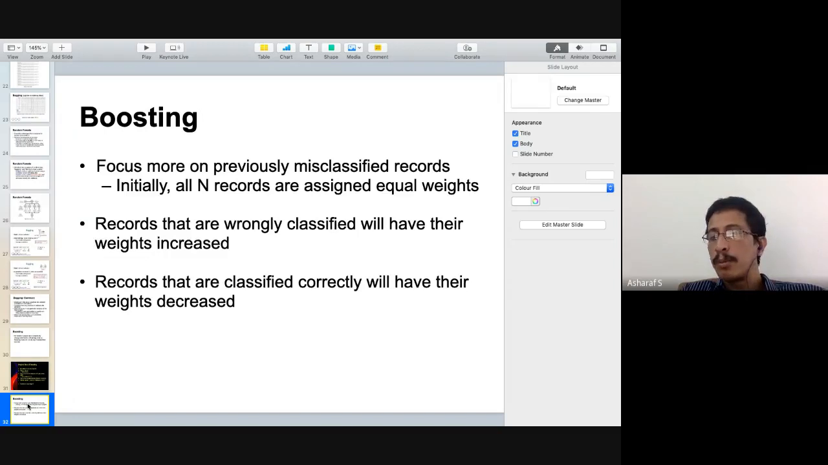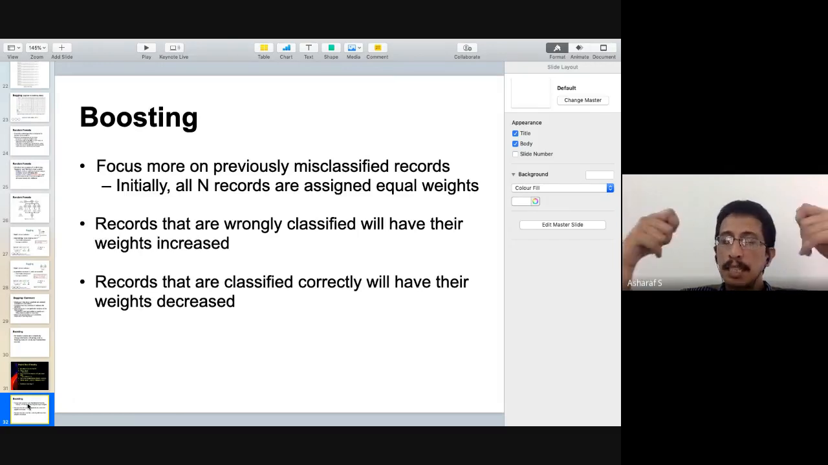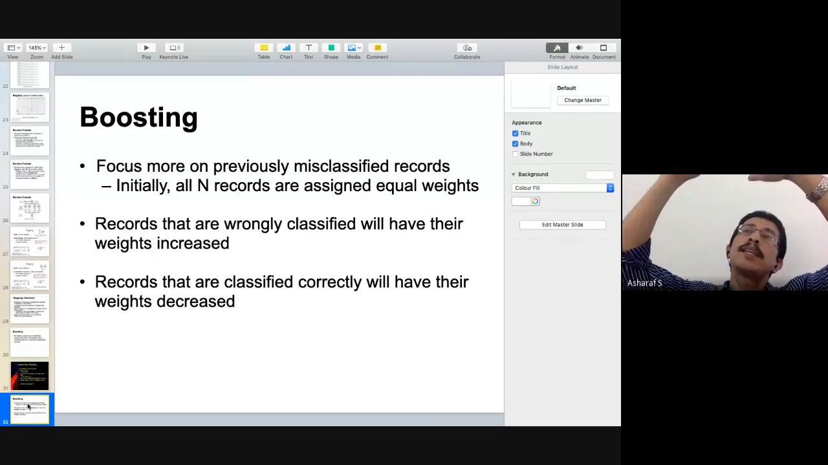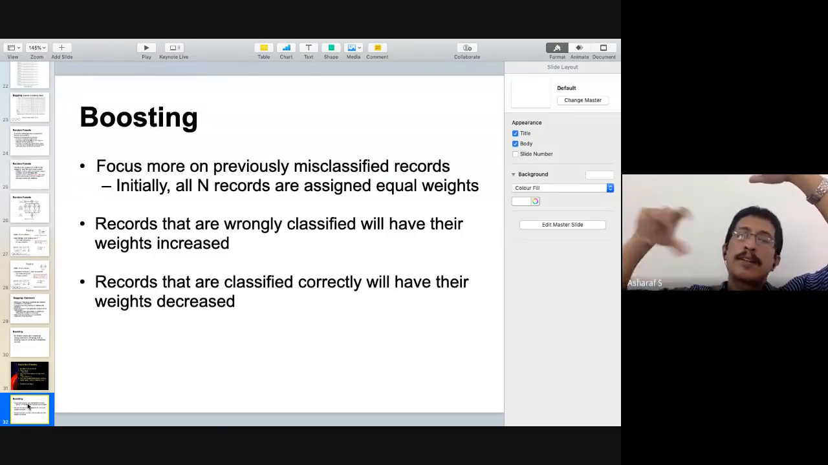Boosting focuses more on previously misclassified records. Essentially, n records are assigned equal weights. Let's assume boosting gives importance to every point, and there is a notion of a weight associated with every point. Records that are wrongly classified will have their weights increased, and records that are classified correctly will have their weights decreased. That's the essential idea. So you've got 1,500 points, and at the beginning you assign every point the same weight.